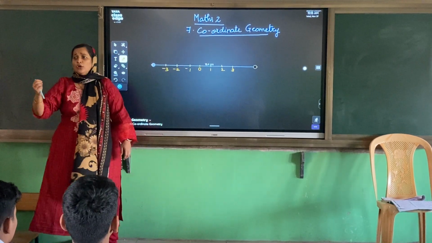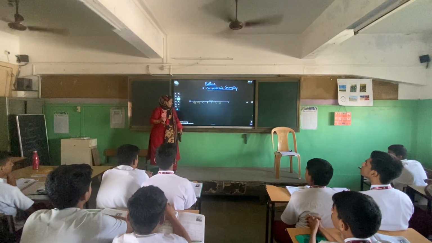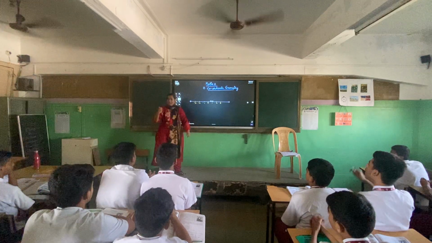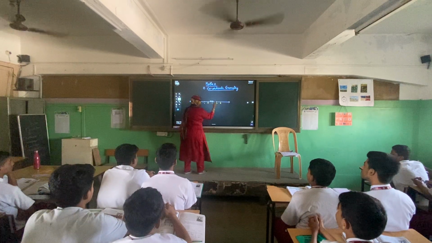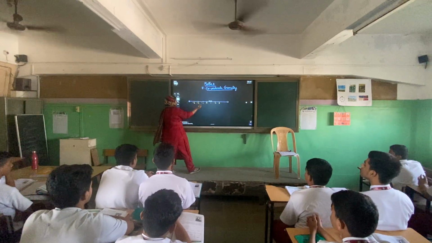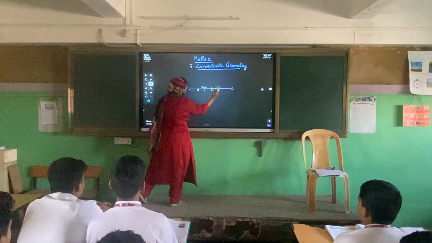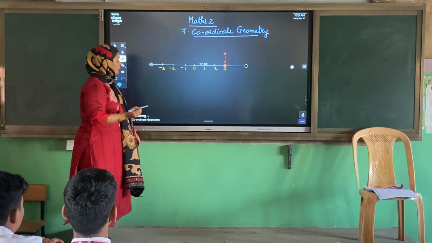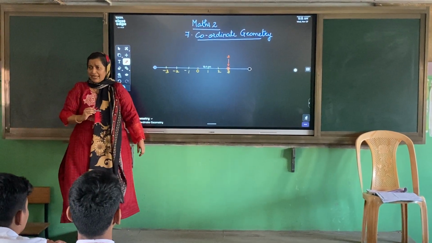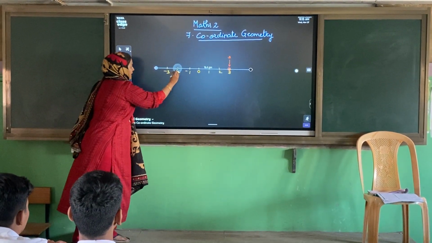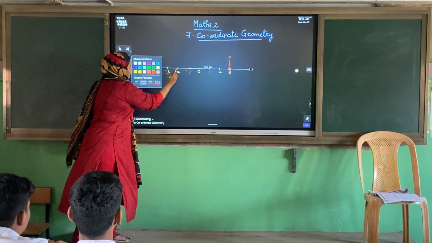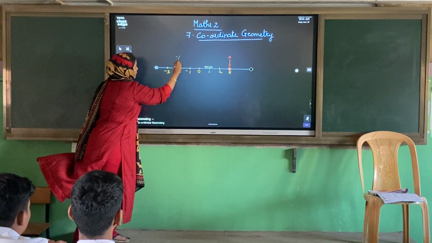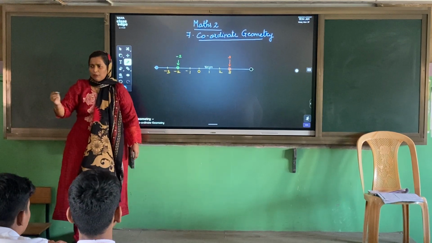If I ask you, where is 3? Can you see it on the number line? On the right hand side or on the left hand side? Right, on the right hand side. So we can mark this out as the number 3. If I ask you, where is minus 2? It is lying on which side? Left side, exactly. So this is minus 2. You can easily mark the points on a number line.